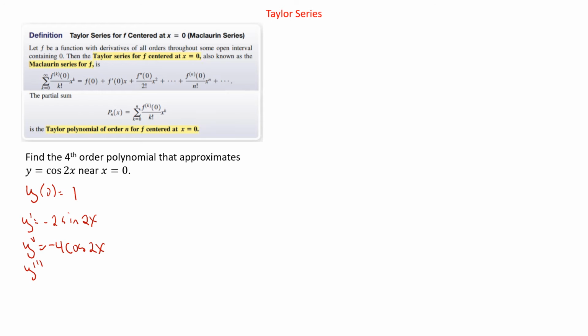The third derivative, cosine will give us negative sine, so that'll be positive now. I have to chain rule to get 8 sine of 2x. And then the fourth derivative, sine will give us cosine. Chain rule again to get 16 cosine of 2x. Now when we start plugging in zeros, sine of 0 equals 0, so that's 0.